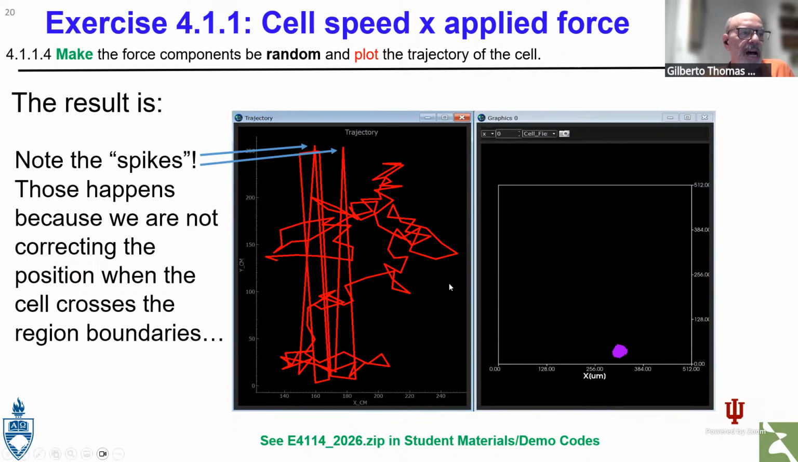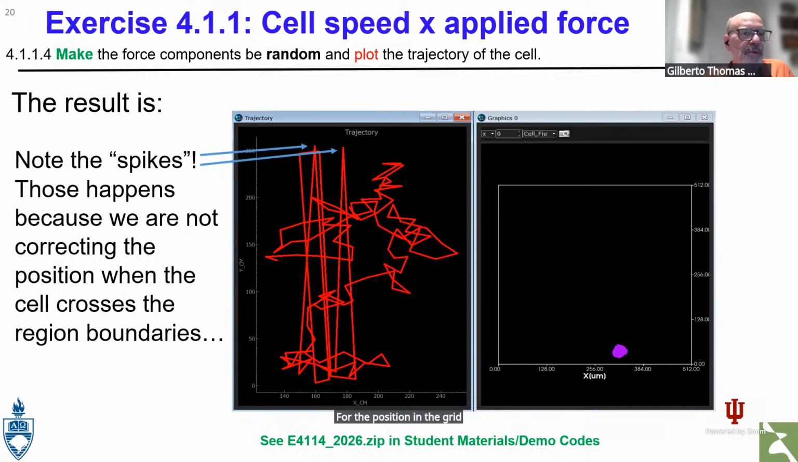The motion starts with a zigzag trajectory, and when the cell crosses the border, there are spikes in the plot here, which occur because we are not correcting again for the position in the grid.